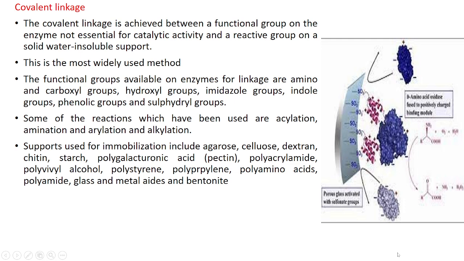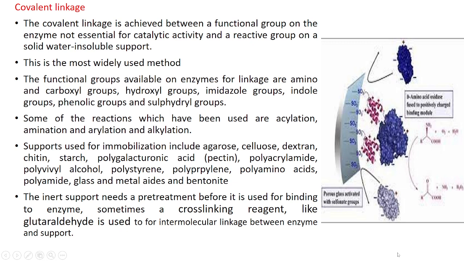And which support systems can be used for covalent linkage? The support system can be agarose, cellulose, dextran, chitin, starch, polyacrylamide, polyvinyl alcohol, glass, metal oxides, bentonite. All these can be used as a support system. So you use a support system which has reactive groups. The enzyme has a functional group, and these two groups will form a covalent bond such that your enzyme is fixed in place.